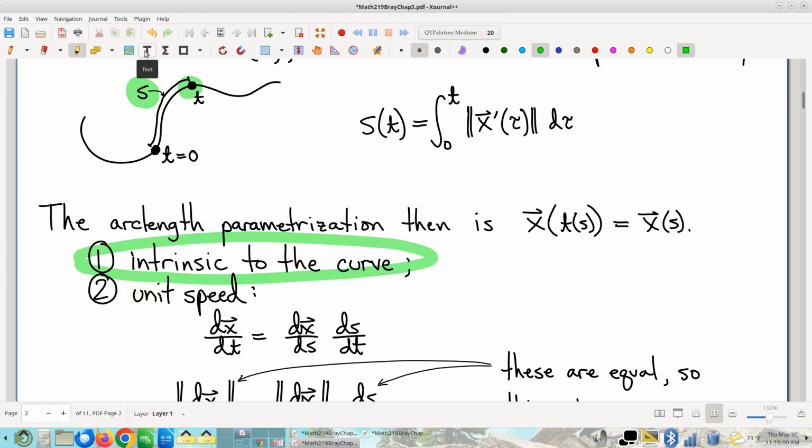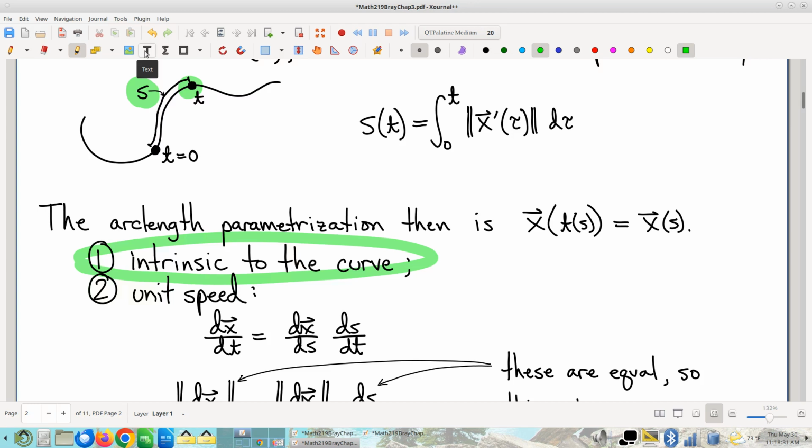If I were to say, hey, let's parameterize a curve by following me as I drive along that road, position is a function of time, that's not intrinsic to the road. That depends on me. If I drive fast, we get one parameterization. If I drive slow, we get a different parameterization. Not intrinsic to the curve. So there is something powerfully natural about the idea of a parameterization that is intrinsic to the curve, and this does that.